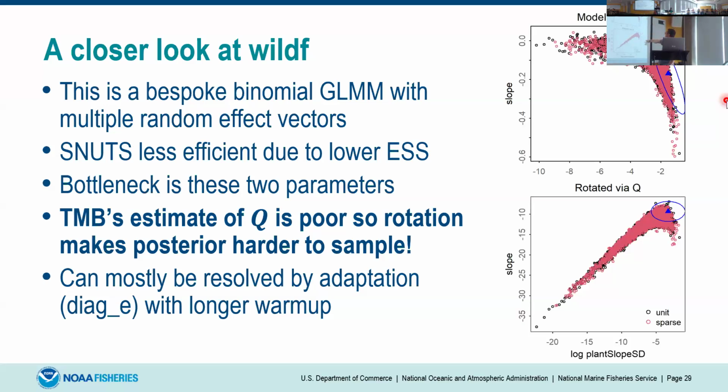So when I do the rotation, which is shown here in the bottom, this is the Y space on the bottom, it doesn't look good, right? And it actually makes sampling worse. So when Q does not approximate the posterior well, it can be worse. Short answer.